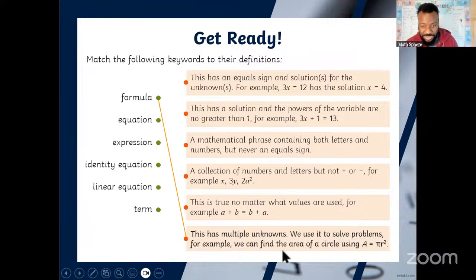For example, we can find the area of a circle using A equals pi r squared. So A, meaning area, is equal to pi, the pi symbol, times r. Knowing what we do with terms, when we have a term next to a term, they are timesing by each other. So we have pi times r squared, and r in this case is the radius. So we can work out the area of a circle with this formula. It's a formula for circles.